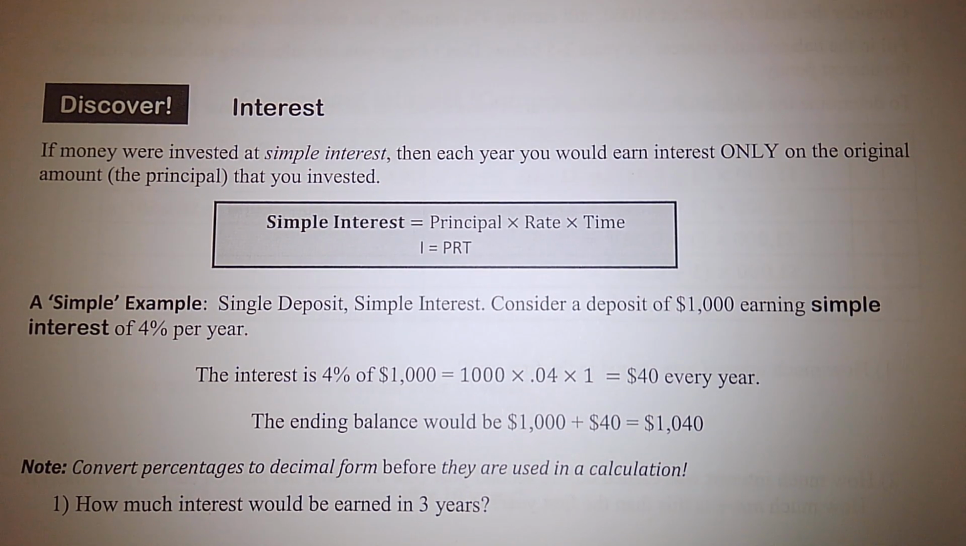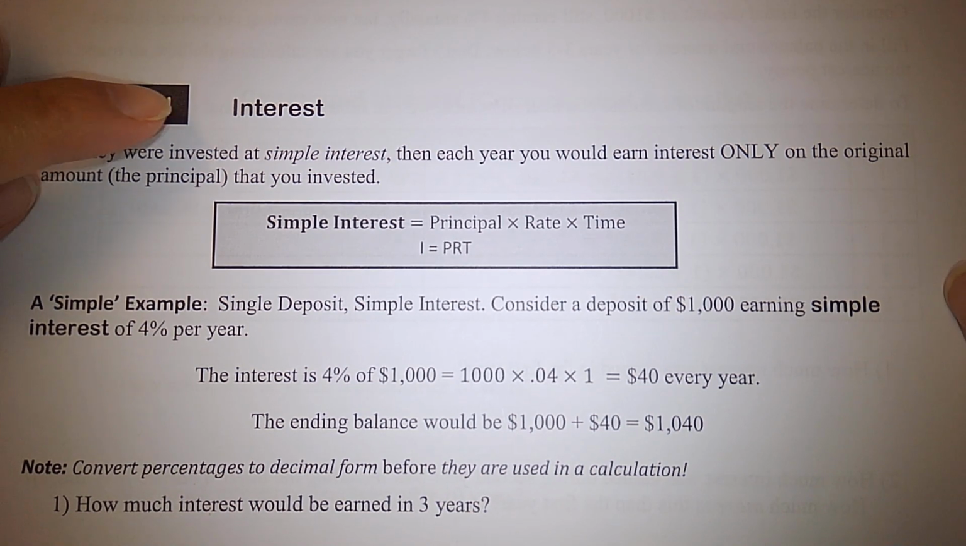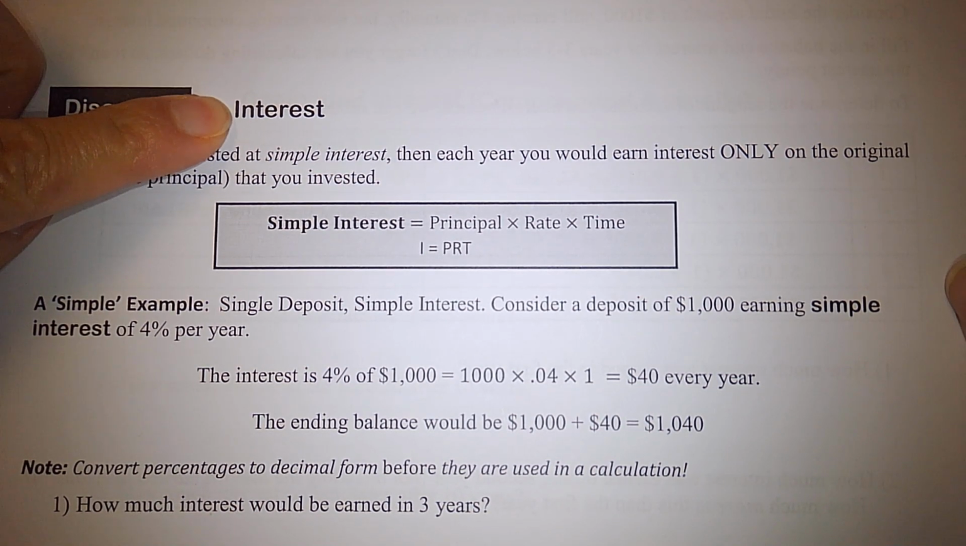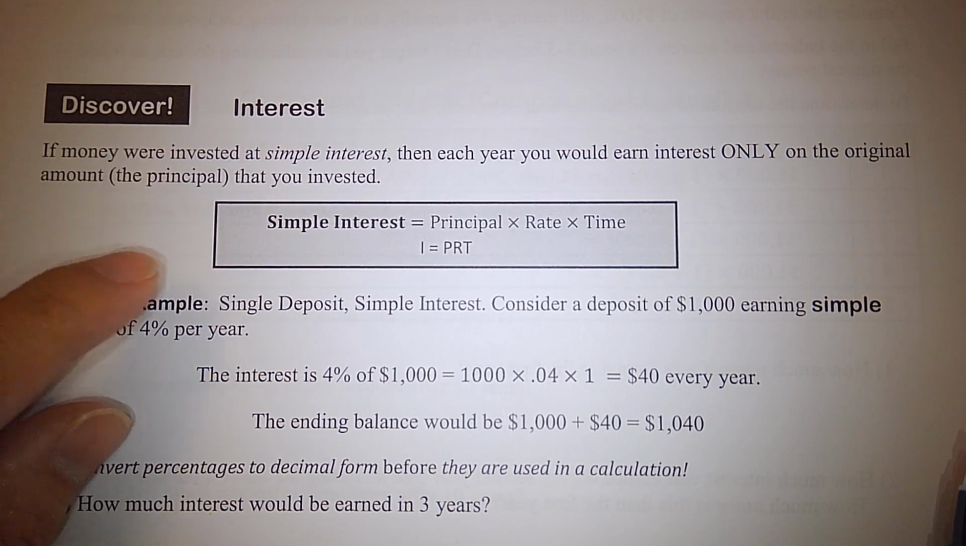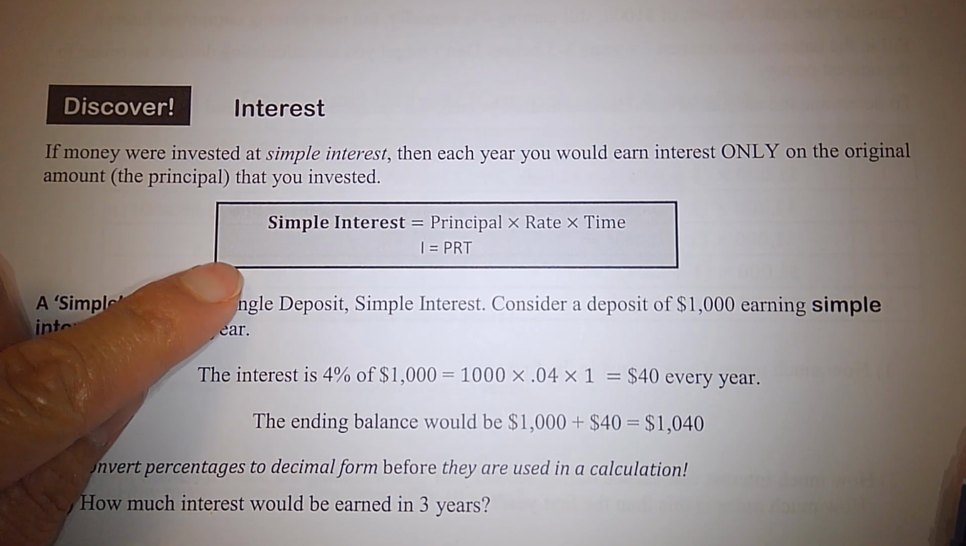So this is the second part in section 9, okay? We'll talk about the interest, on page 119. We'll learn different types of interest and compute interest questions, okay? So the first type is called simple interest.